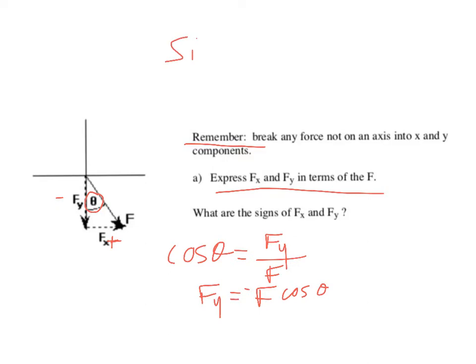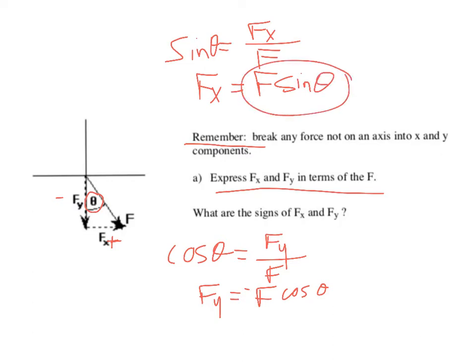Now, sine is what you would need to use for the Fx in this case, and that would be Fx over, oh my gosh, what am I doing? Sine of theta, forgot that, Fx over F, and that means that Fx is F sine theta. So F sine theta is Fx, F cos theta negative is Fy. And again, that's all there is to that.